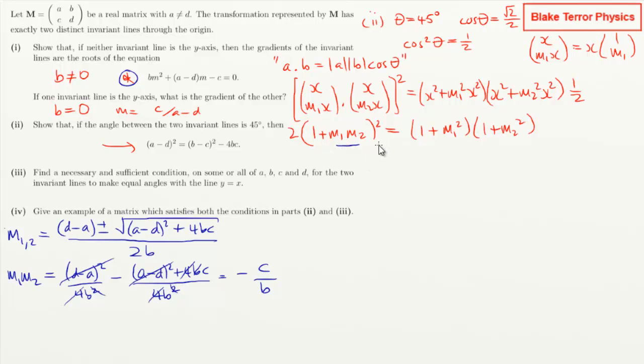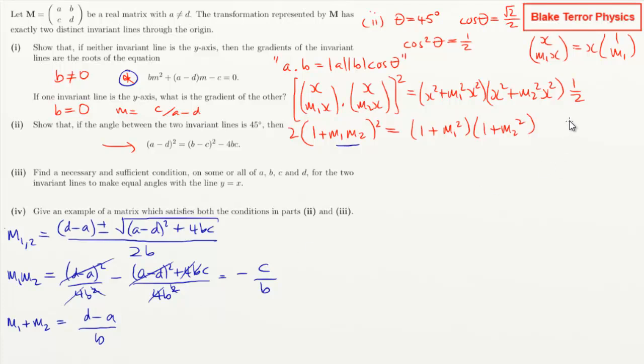On the right-hand side, I've got an m1 squared and an m2 squared. They don't look anywhere near as good because if I square m1, I am going to have the square roots. So I don't like that at all. Is there anything else I can do? Well, if I add m1 and m2, m1 plus m2, that will get rid of the square roots because one of them is plus, the other one is minus. So that'll end up being d minus a over 2b plus d minus a over 2b. So d minus a over b. So that's given me those.